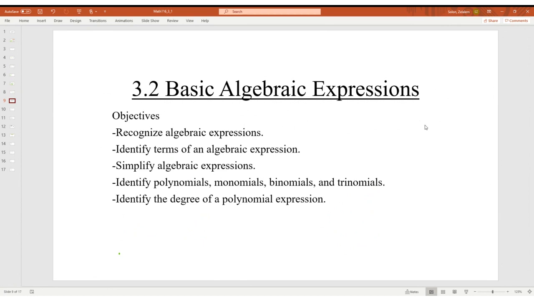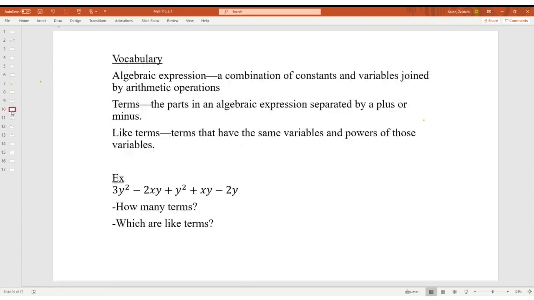Okay, so let's begin here. I will start by giving you some vocabulary. Because this is a new topic, you have to know the vocabulary we are going to use. The first one is algebraic expression. What is an algebraic expression? It is a combination of constants, which are numbers, and variables joined by arithmetic operations. So constants or numbers and variables joined by arithmetic operations are called an algebraic expression.